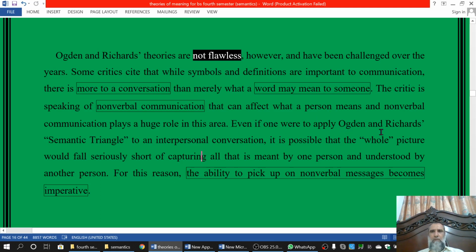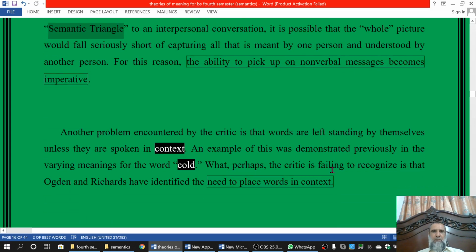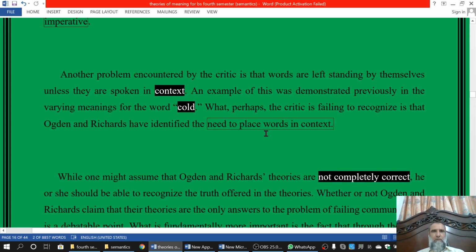Even if one were to apply Ogden and Richards' semantic triangle to an interpersonal conversation, it is possible that the whole picture would fall seriously short of capturing all that is meant by one person and understood by another person. For this reason, the ability to pick up, or to understand, the non-verbal messages becomes imperative.